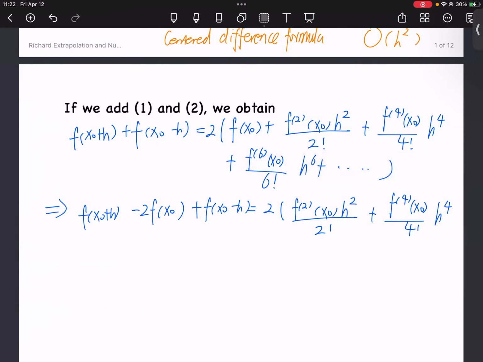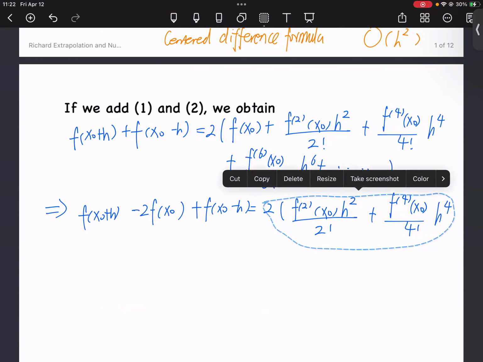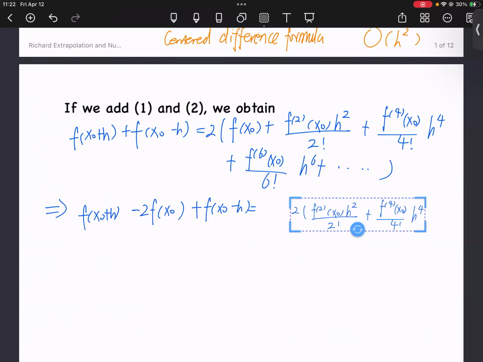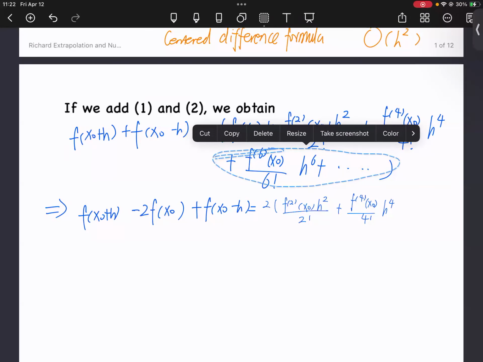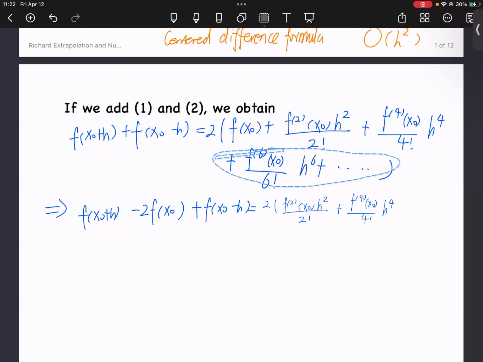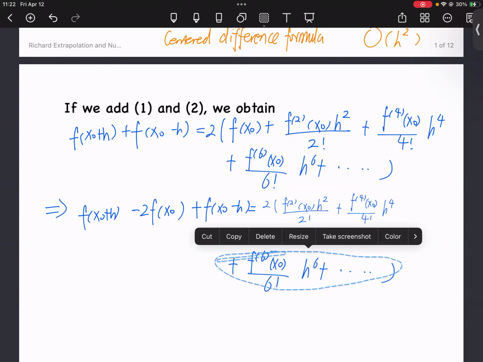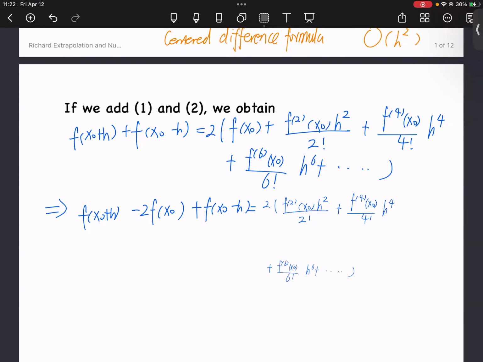And the one more item, and that is the last item I have, if I want to include it in the expression. Okay, good. So what do I have here? On the left hand side, it's the raw data. And then on the right hand side, I got the second derivative as the first item. This is the 4th derivative, this is the 6th derivative.